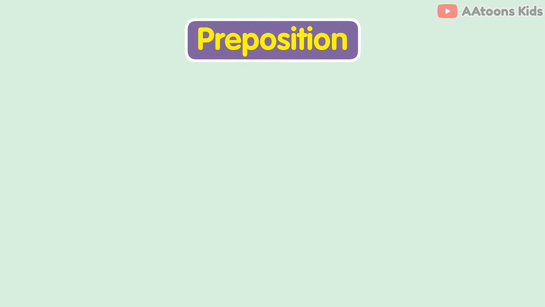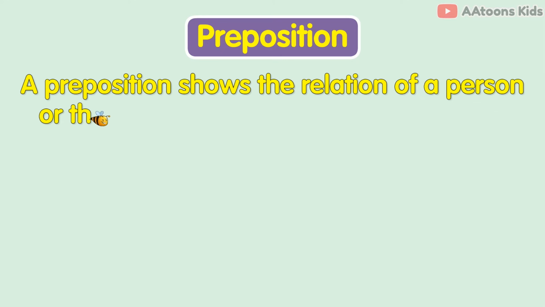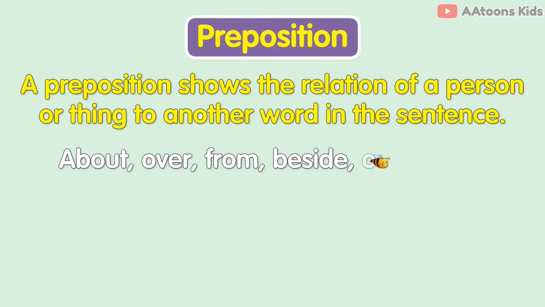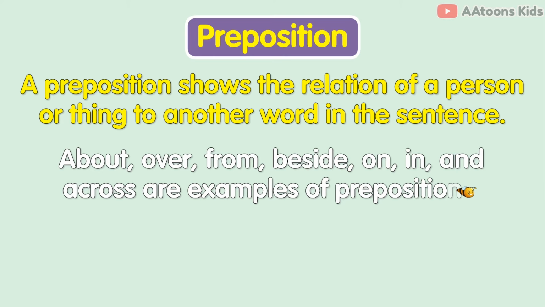Preposition. A preposition shows the relation of a person or thing to another word in the sentence. About, over, from, beside, on, in, and across are some examples of preposition.